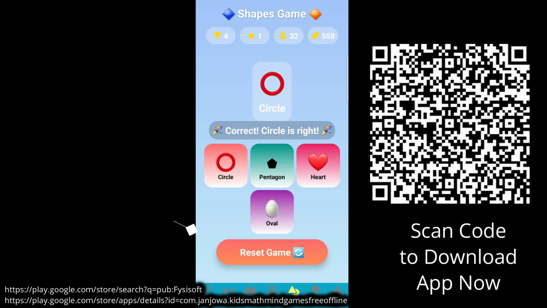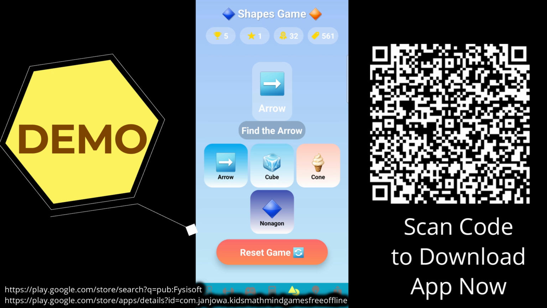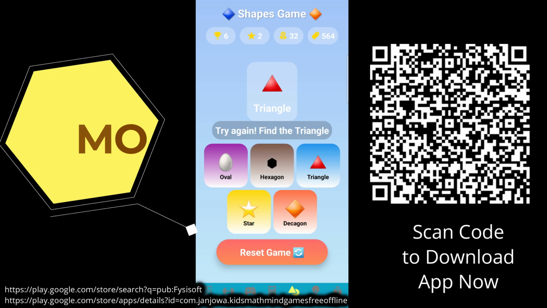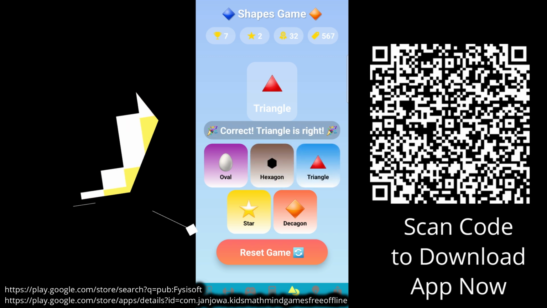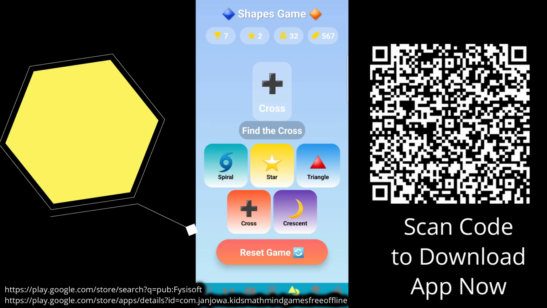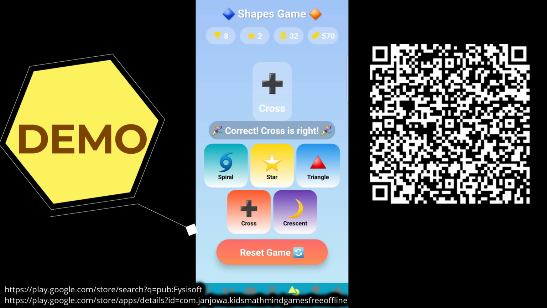Great job. You found the circle. Great job. You found the octagon. Great job. You found the arrow. Look for the triangle. Great job. You found the triangle. Look for the cross. Great job. You found the cross.